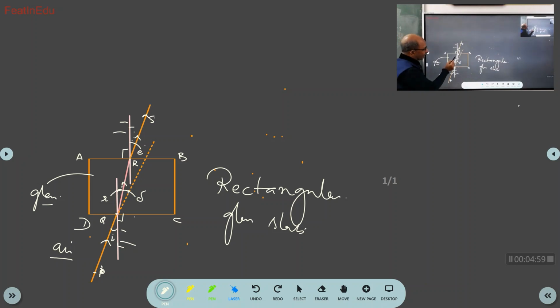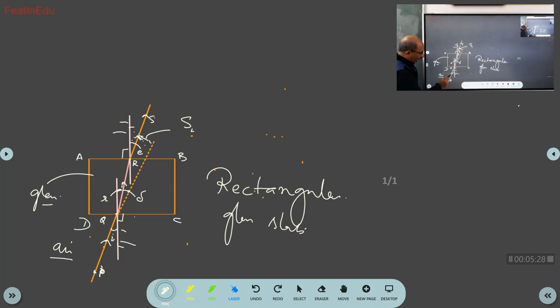Now what you have to see here is that this ray and this ray are parallel to each other: the emergent ray and, if I extend it, the incident ray. So this shift we call the lateral shift. Yes, sir. This shift is what we call the lateral shift.